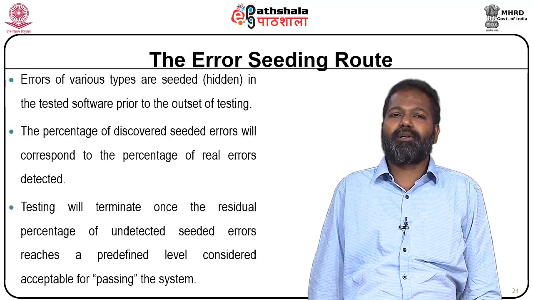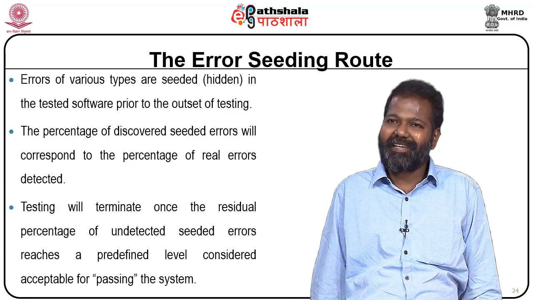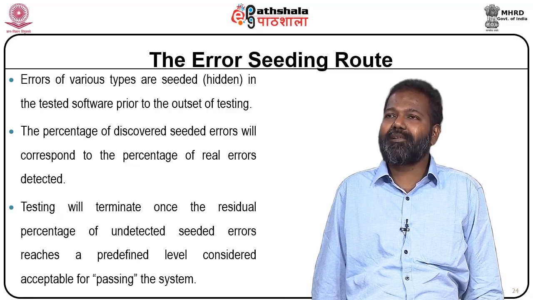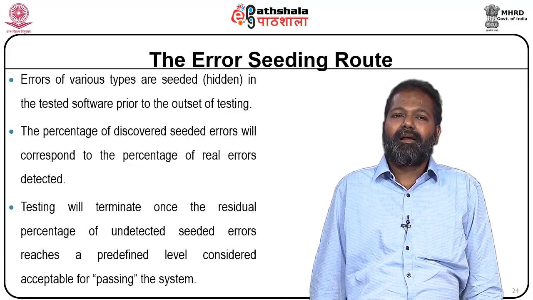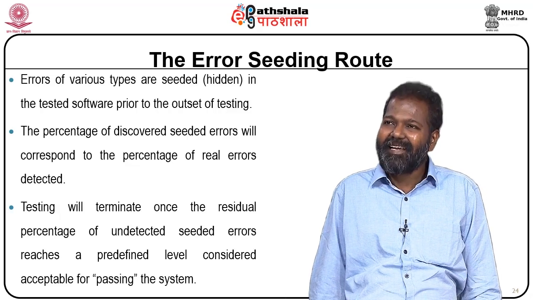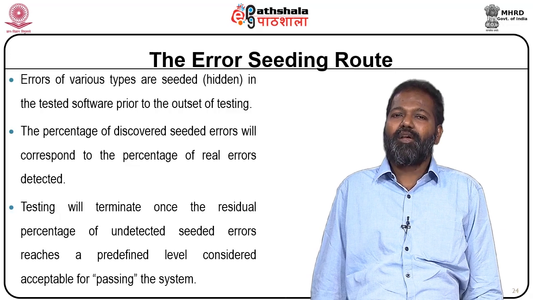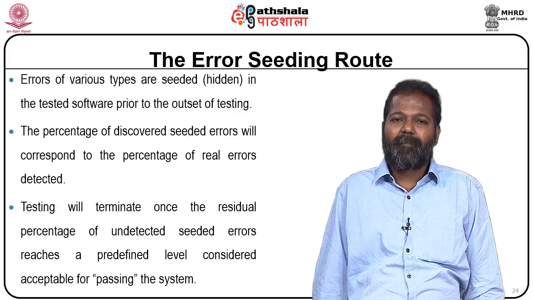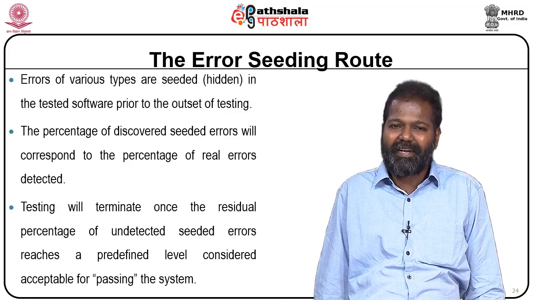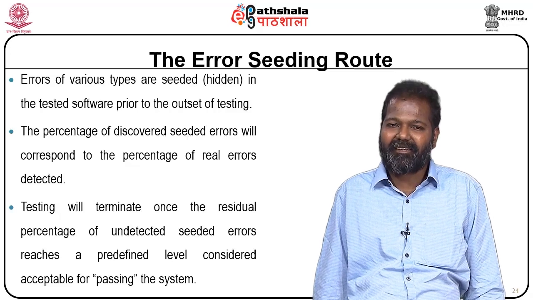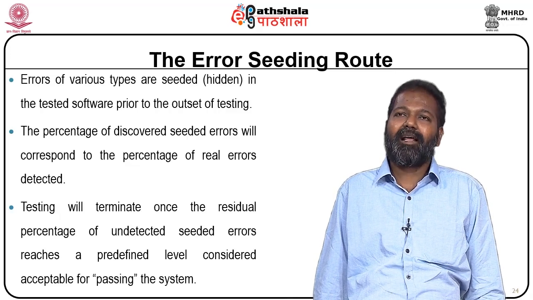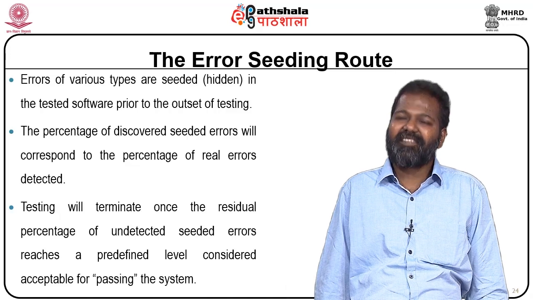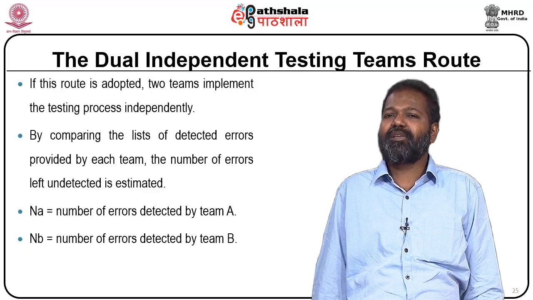The error seeding route. Errors of various types are seeded in the tested software prior to the outset of testing. The percentage of discovered seeded errors will correspond to the percentage of real errors detected. Testing will terminate once the residual percentage of undetected seeded errors reaches a predefined level, which is considered acceptable for passing the system. The dual independent testing teams route.